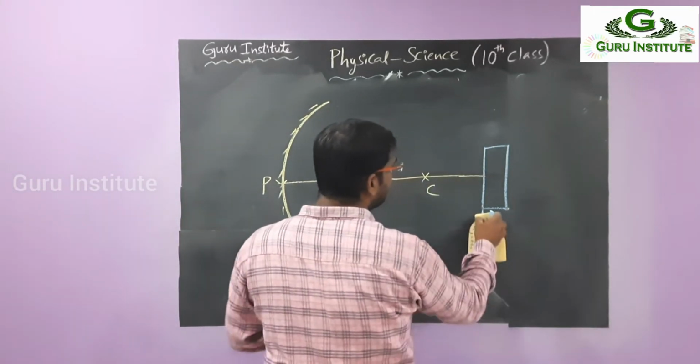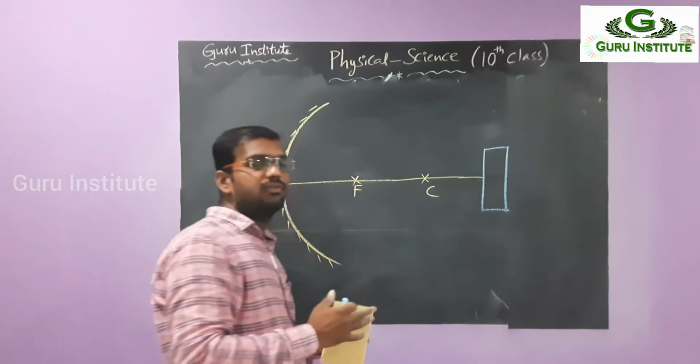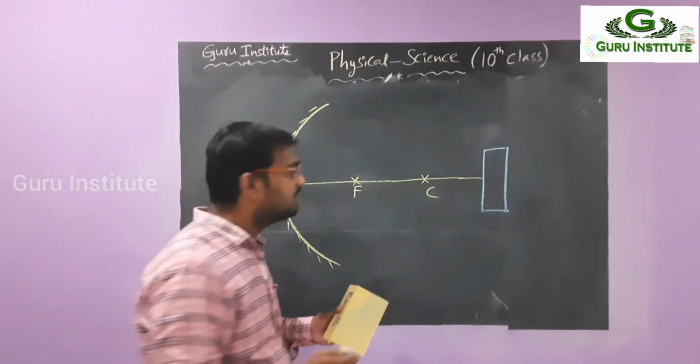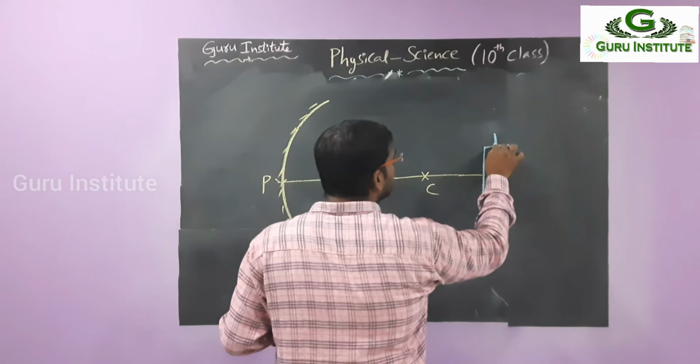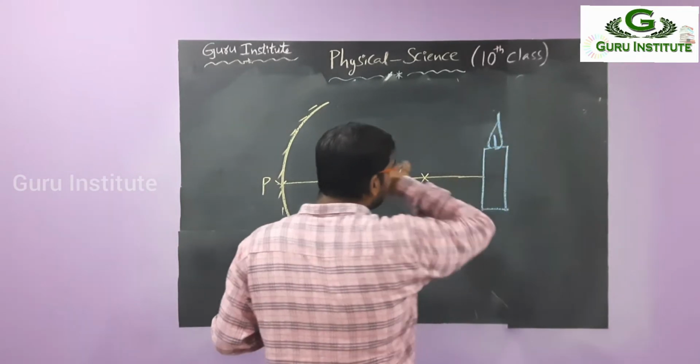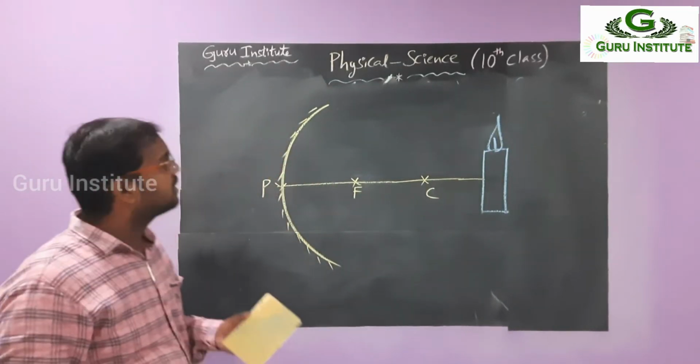Now I am taking one of the candles as an object. Here, which is the light source? Up to now we were taking the sun as the light source, but now I am taking the candle as our light source.